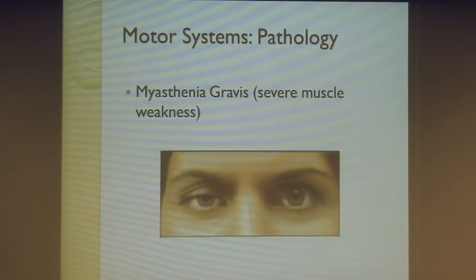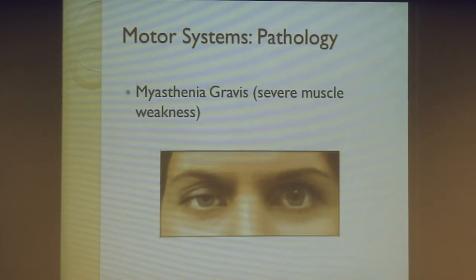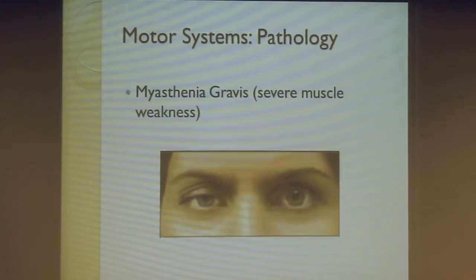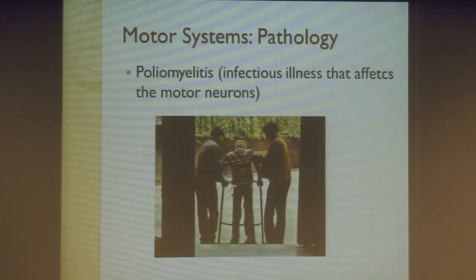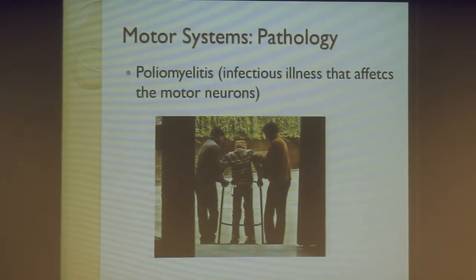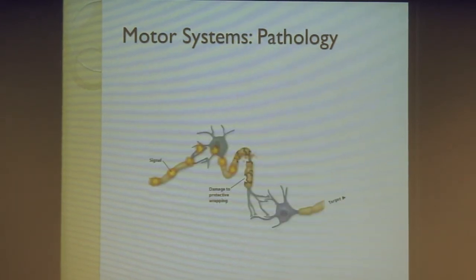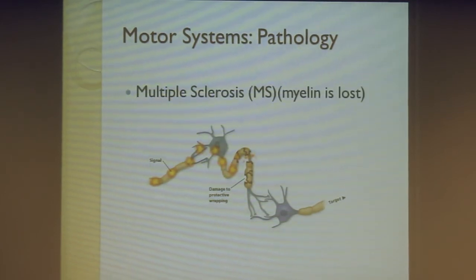Myasthenia gravis. I don't know if you've heard of myasthenia gravis. That's where there's severe muscle weakness, and one of the telltale signs is the person will have at least one drooping eyelid, and they get extremely tired. Poliomyelitis, which one doesn't really get all that much anymore because of our immunization, but it's an infectious illness that affects the motor neurons. Okay. Multiple sclerosis. We've gone through multiple sclerosis. It affects movement as the myelin is depleted.